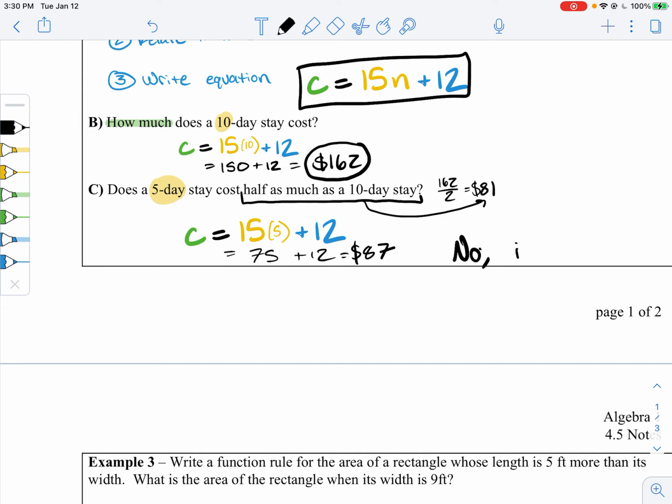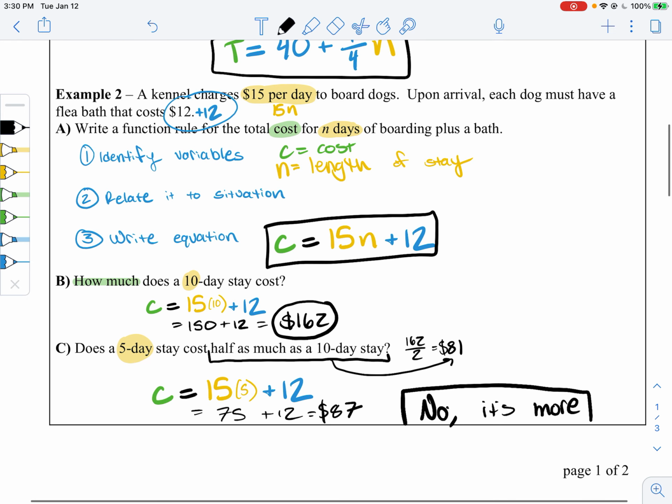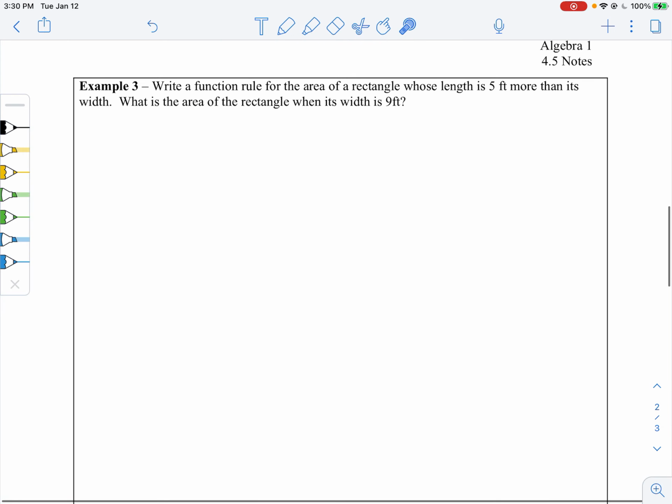No, it's more. Well, why is it more? Because we don't take exactly a 10-day cost and divide by 2. We have a flat rate of 12, and then we add the per diem. Per diem means each day. So there you go. All right, our last example.